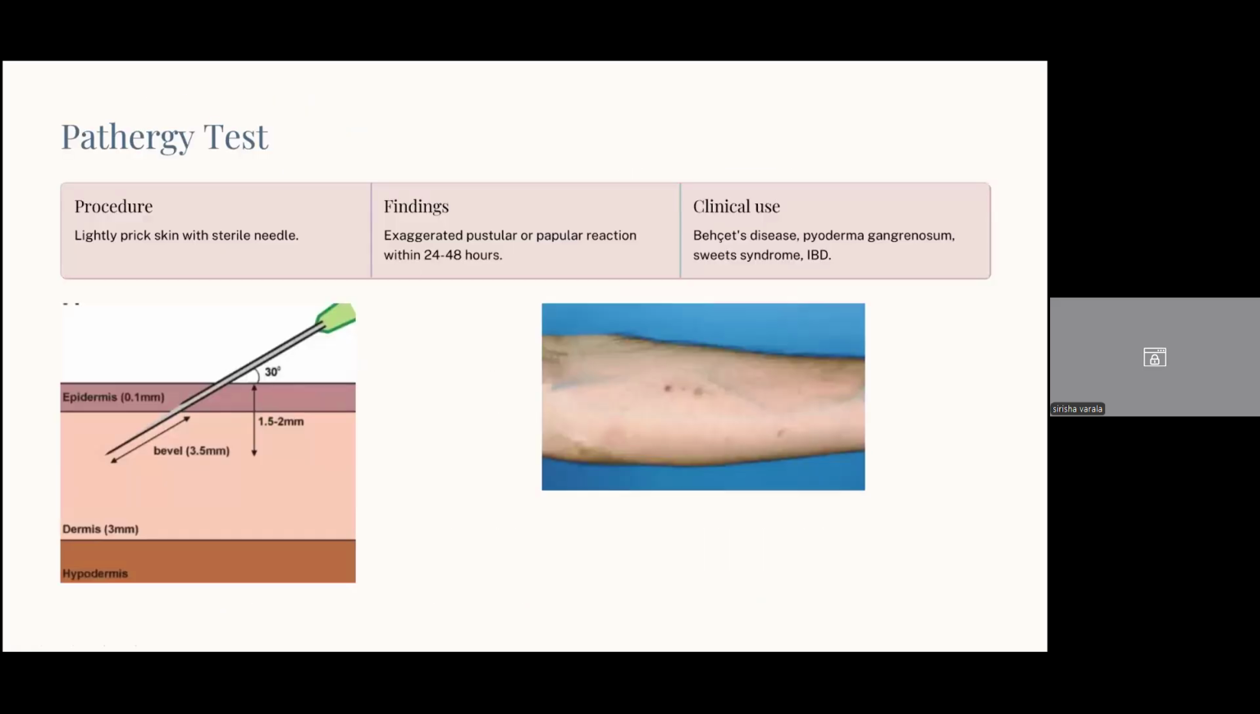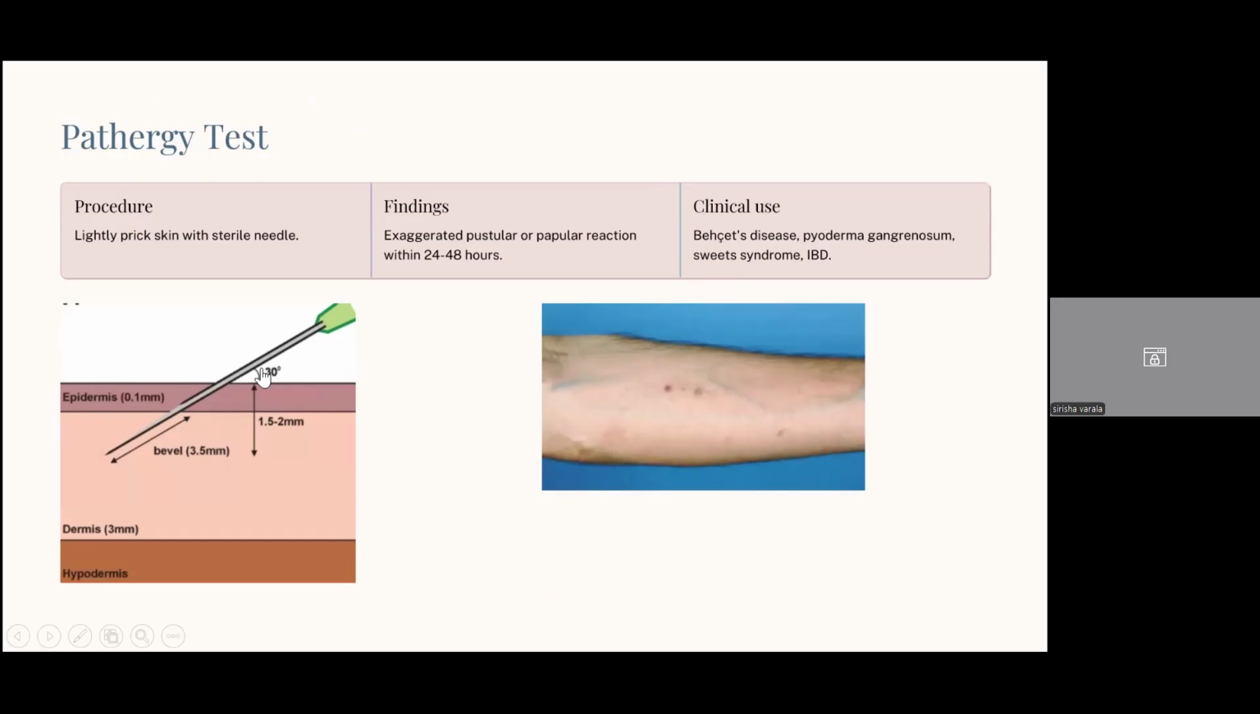Then pathergy test. Pathergy is another simple bedside investigation which you can do in conditions like Behçet's disease or neutrophilic dermatosis, basically pyoderma gangrenosum, Sweet syndrome, etc. It is one of the minor criteria for diagnosing Behçet's disease. So here you are going to take a needle.